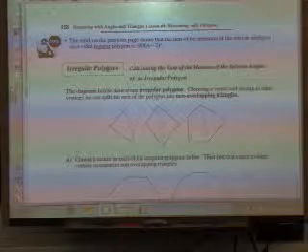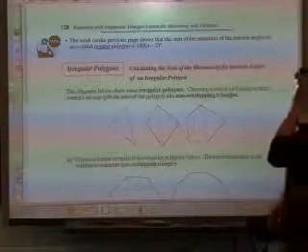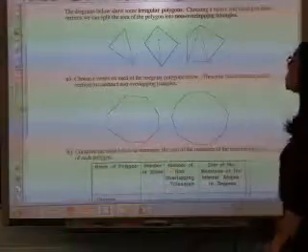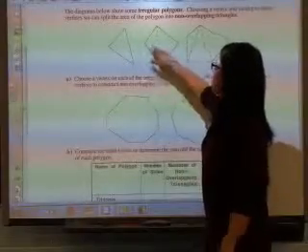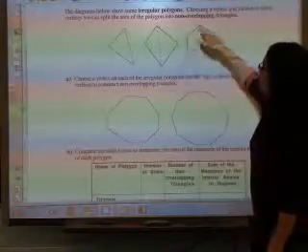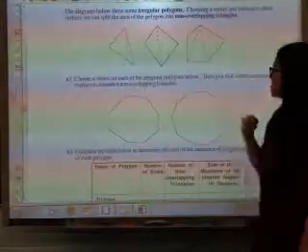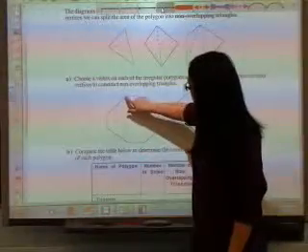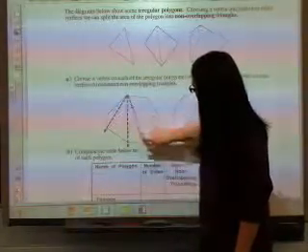On the next page, we looked at irregular polygons. And this time, when we were looking at irregular polygons, we split the polygon into non-overlapping triangles. So if I have a 4-sided figure, I can get 2 triangles. A 5-sided figure gave me 3 triangles. And then you were asked to choose a vertex and join that vertex to the other vertices to construct non-overlapping triangles.